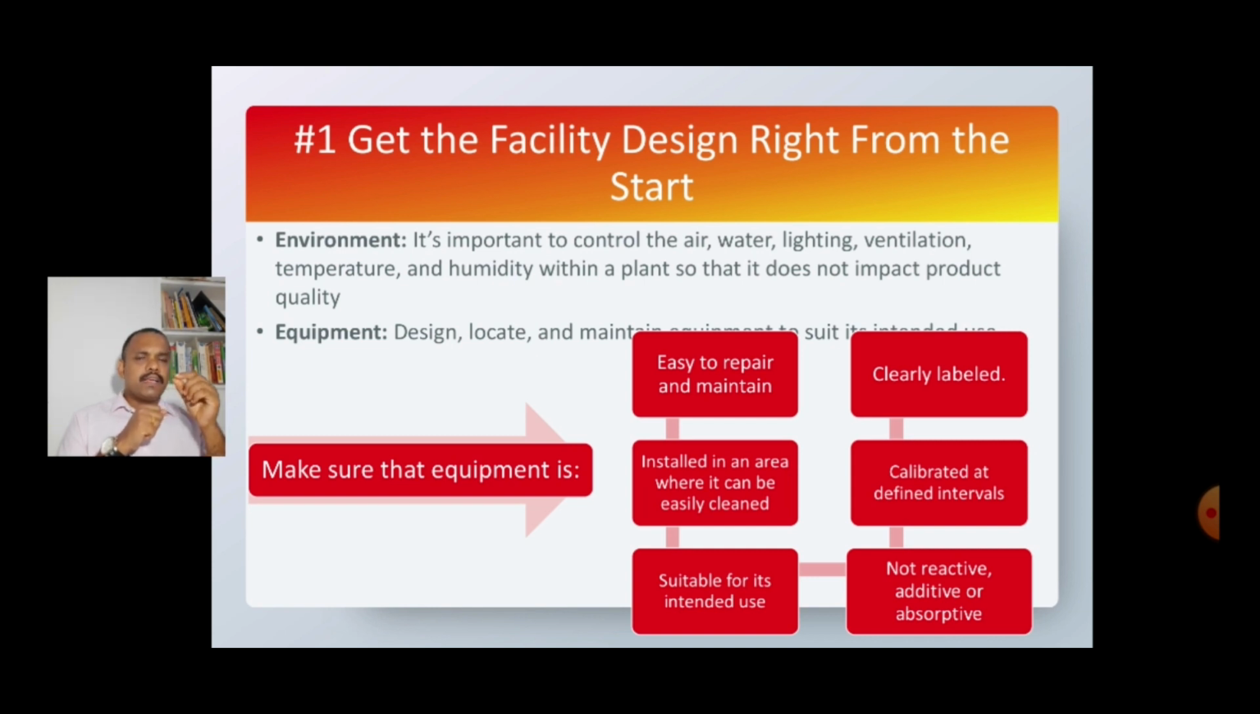Though you feel like it is very simple, very minute, that nano level thinking is very much essential here, because a small, micro or nano level mistake will affect the quality and the safety of the product. And all these instruments need to be calibrated at a defined interval of time, and they should be clearly labeled also. All the instruments, all the facilities within your production need to be clearly labeled. So this is a brief overview about the first principle.